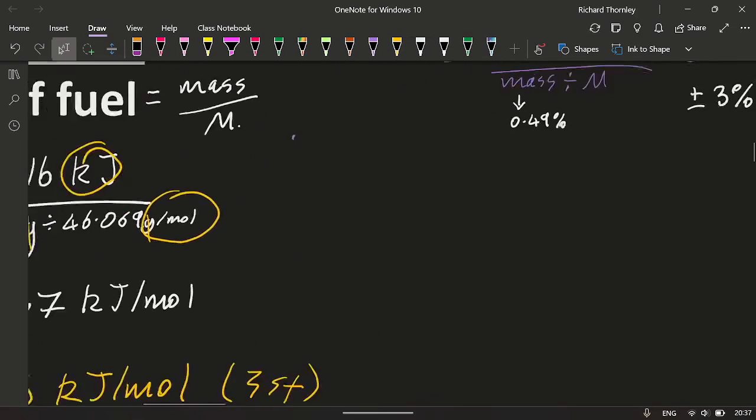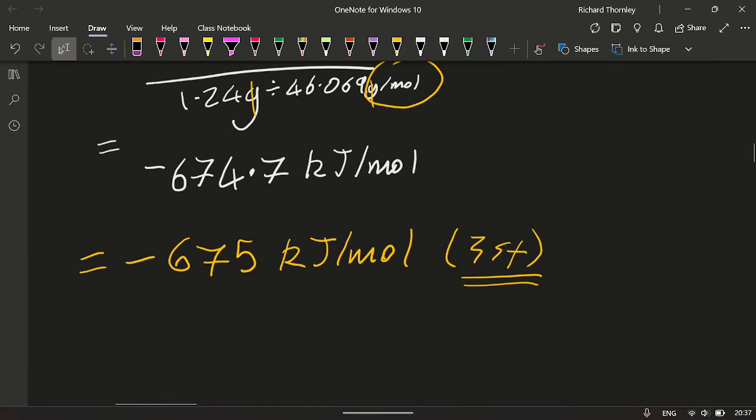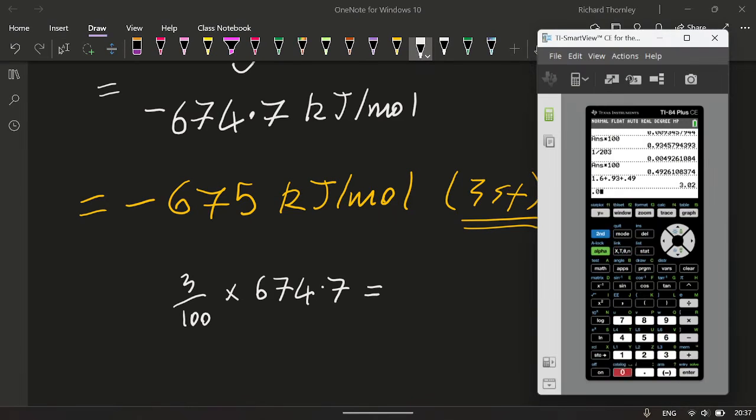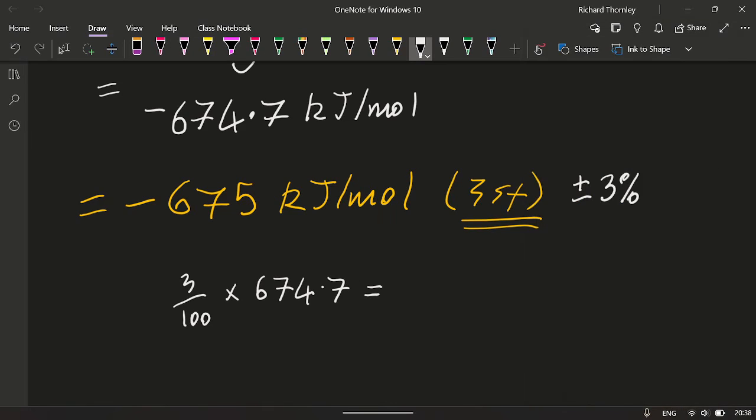Moving back to our original one. So let's say that that's plus or minus 3%. That's the percentage uncertainty. Let me work out the absolute uncertainty. What does that actually mean in kilojoules per mole? So that's going to give me plus or minus 20.241, but the IB likes it to 1 sig fig, so it's going to be plus or minus 20.